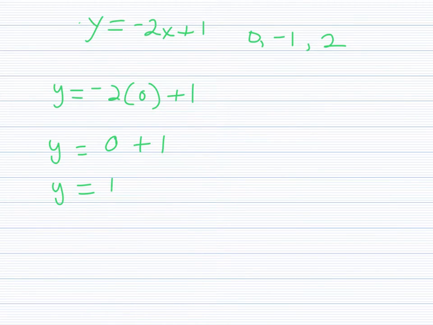Y equals 1. So for 0, the answer is 1. So that would be 0, and I would write that 0, 1. If I try negative 1, let me see if I can erase this one right here.